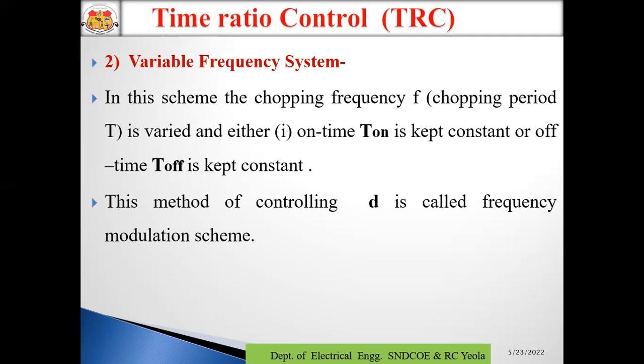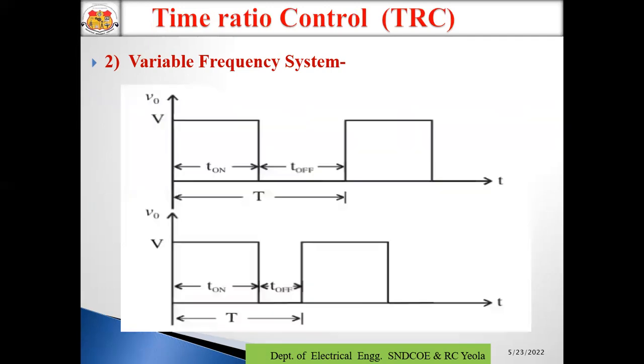Okay, this type of method is called frequency modulation scheme. Let us understand with the graph the function of the variable frequency system. In a constant frequency system, we vary the T on time. But in a variable frequency system, we keep T on or T off time constant. In that, you can see here, we keep T on time constant.